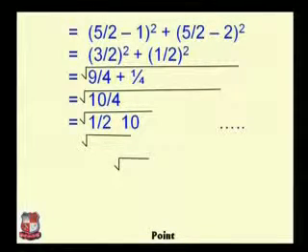Finally we get square root of 9/4 plus 1/4. So addition of 9/4 plus 1/4 is equivalent to 10/4. So we have square root of 10/4. As we know, square root of 10/4 gives 1/2 root 10. This is the final answer of this example.